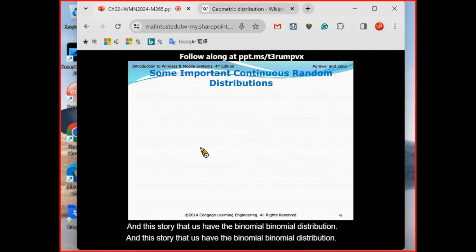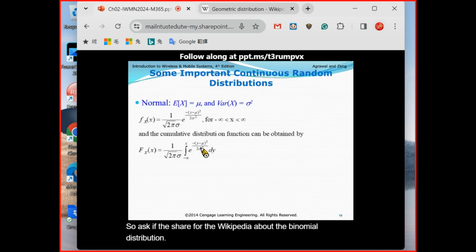I skip the share for the Wikipedia about the binomial distribution. Well, after that one, we will have the continuous one.